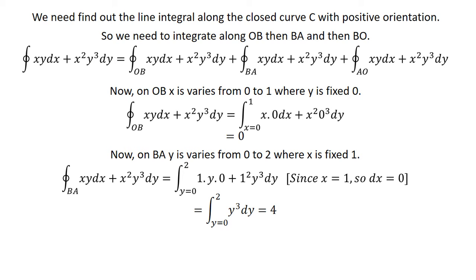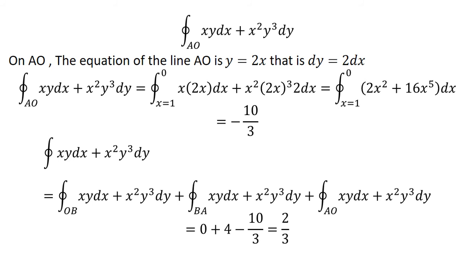Now on BA, y is varying from 0 to 2 and x is fixed at 1. So it's simple mathematics. Just put the values and the result will be 4. Again, the last integration along AO. We already told you that the equation of AO will be y equal to 2x, and if y equal to 2x, dy will be 2 times dx. So just use y equal to 2x and dy equal to 2 dx, change the problem in terms of x, and you will find the answer minus 10 by 3.